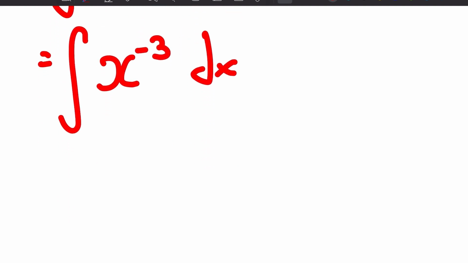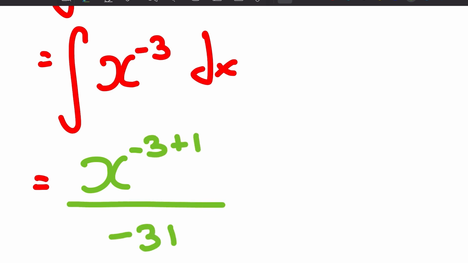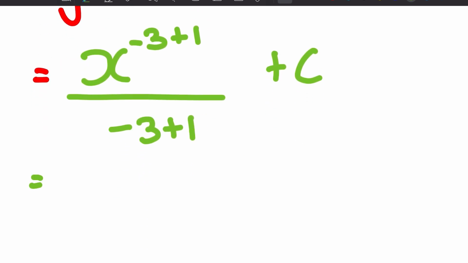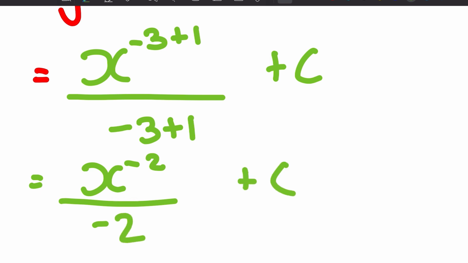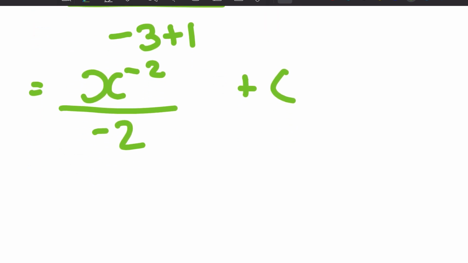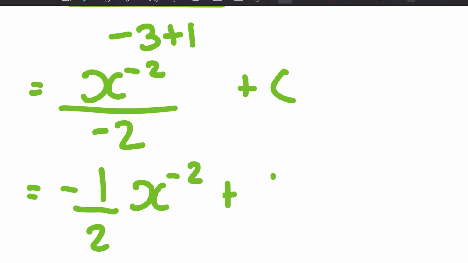Now, what do we do here? Remember, we add 1 to the power and divide by the new power. So when we're solving, this is going to be equal to x to the minus 3 plus 1 over minus 3 plus 1, plus c. Okay? So what is this equal to? This is then going to be equal to x to the minus 2 over minus 2 plus c. And we can break this down just a little bit more. So instead of saying x to the minus 2 over minus 2, we can say it's equal to negative a half x to the minus 2 plus c.